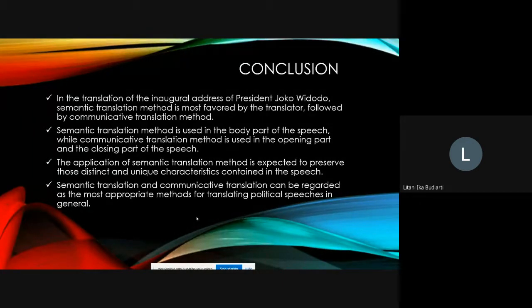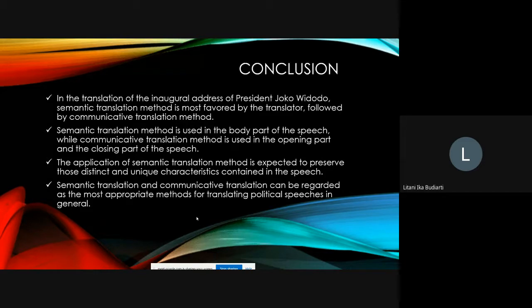The first one, in the translation of the inaugural address of President Joko Widodo, the semantic translation method is most favored by the translator, followed by the communicative translation method. The second one, the semantic translation method is used in the body part of the speech, while the communicative translation method is used in the opening part and the closing part of the speech.